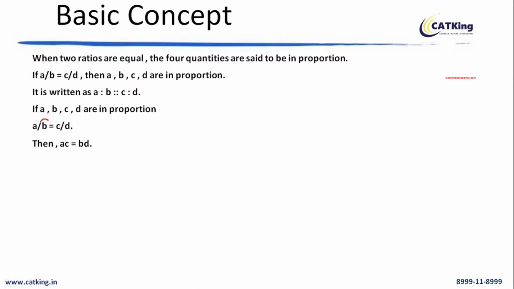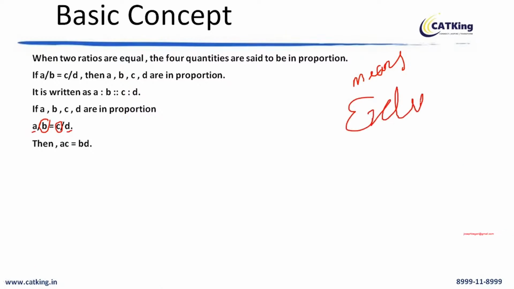Before moving on, I will tell you something that you don't know. Here B and C are the middlemost quantities and they are written as means, while A and D are not the middle quantities, they are on the extreme sides, so they are written as extremes. So B and C are means and A and D are extremes.